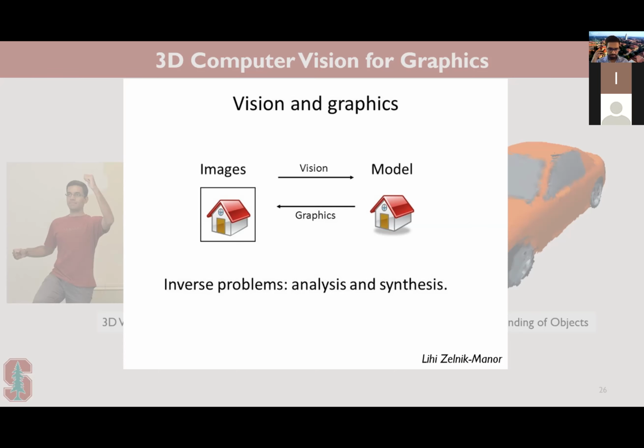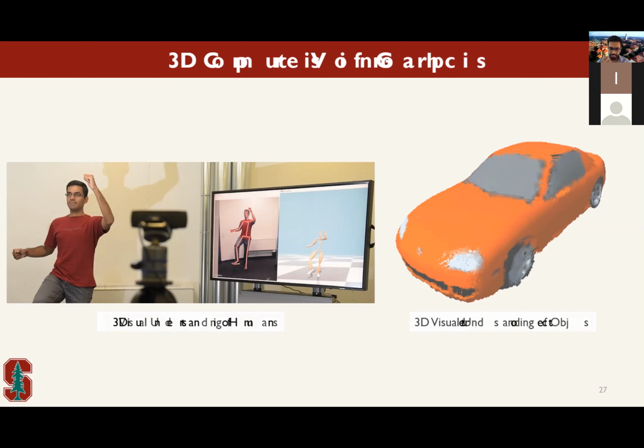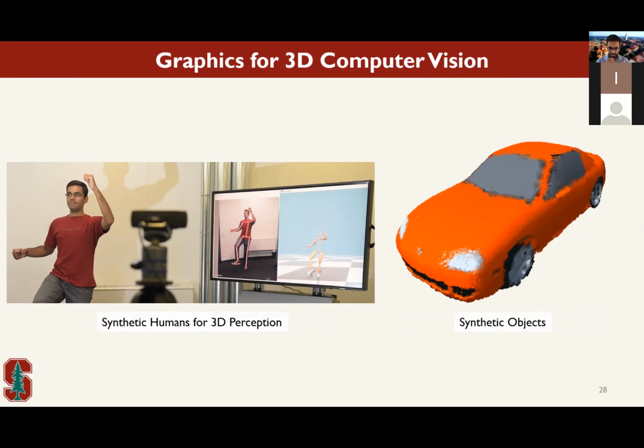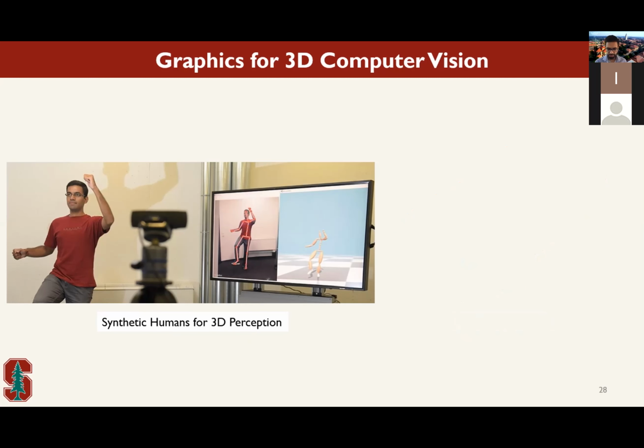So again, just to flip things around, what we now have is graphics for 3D computer vision. I'm going to show just a brief glimpse of some of the work that we've done on creating synthetic humans to develop 3D computer vision techniques for detecting humans, and creating synthetic object images which can help us detect objects much better. So let's look at synthetic humans as an example.